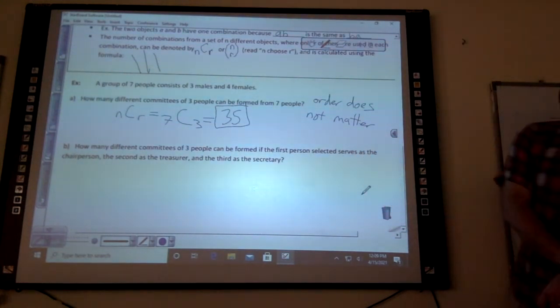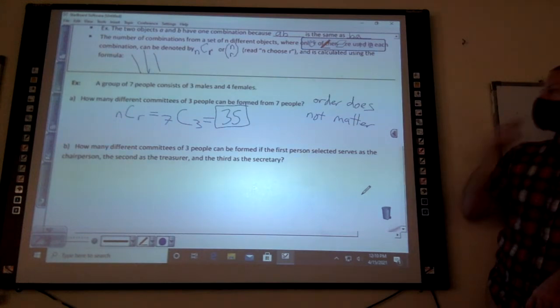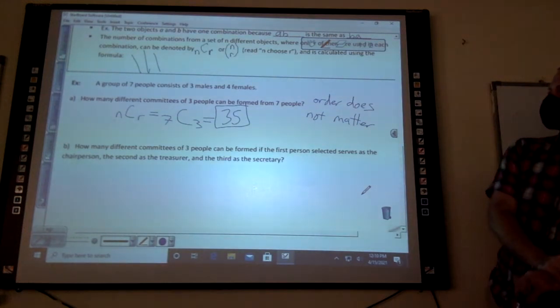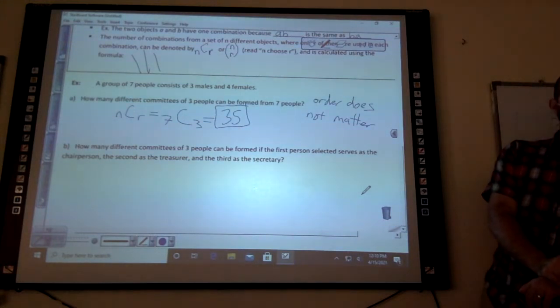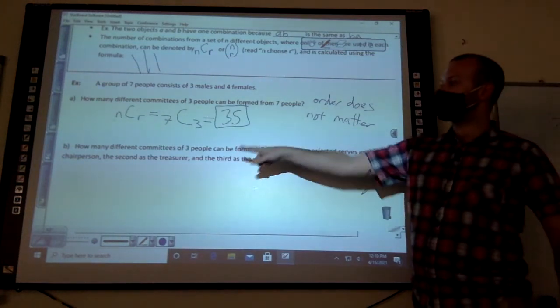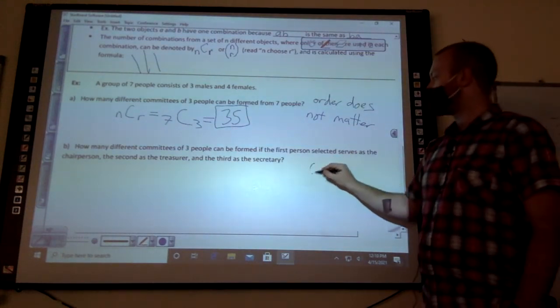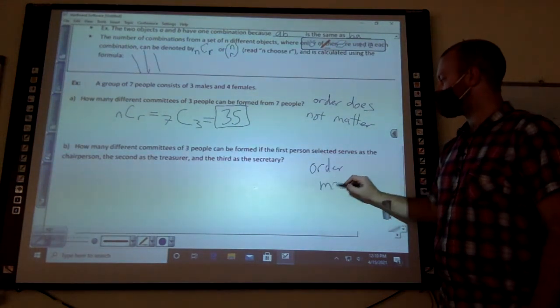So how about part B? We want how many different committees of 3 people can be formed if the first person is the chairman, the second is the treasurer, and the third is the secretary. So would order matter in this case? Yes, because the first person has a specific job. The second person has a specific job. So order matters.